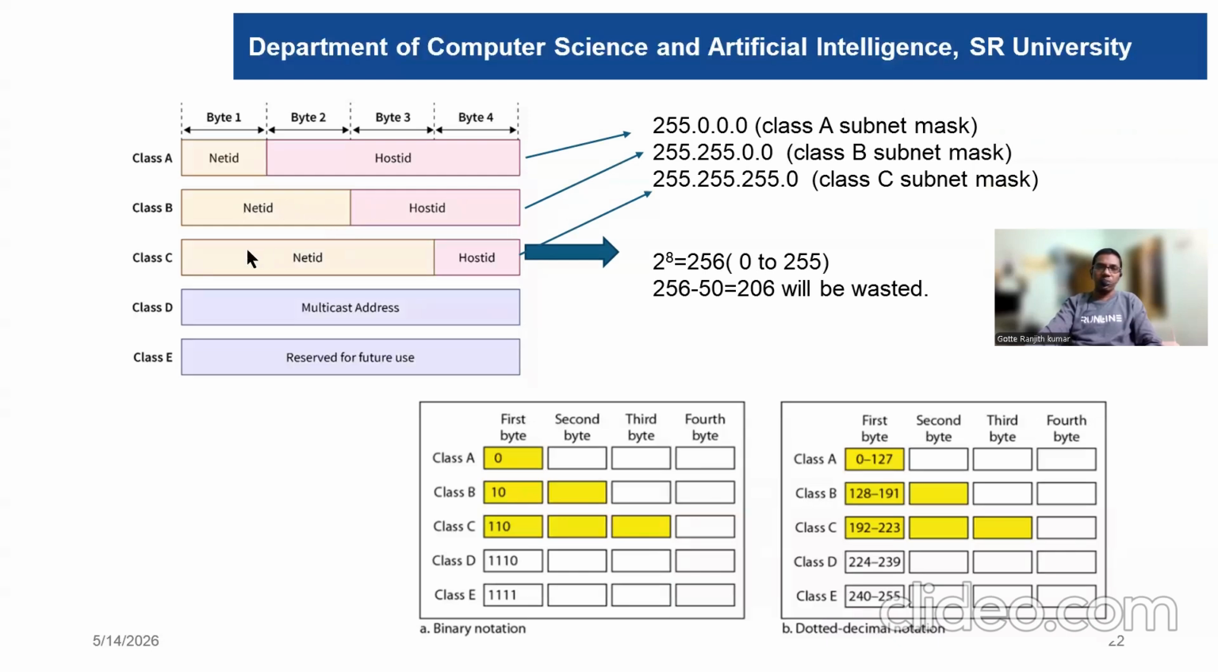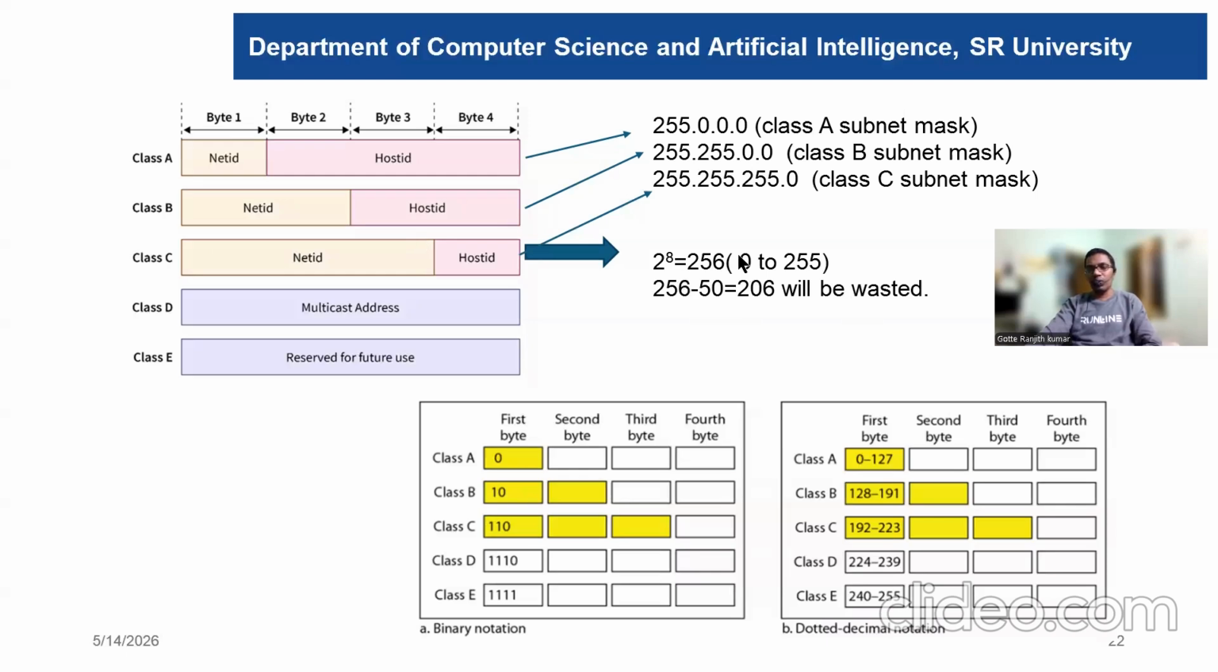Similarly for class B and class C. In class B, the first 2 bytes are the network address, so the first 2 bytes are written as 255 and the remaining 2 bytes are zeros. Zeros mean the last 2 bytes represent the host address. Class C works similarly. This subnet mask cannot be changed because the network part and host part are fixed in these three classes, that is, in the classful address. So the subnet mask is also fixed. Okay, that is one thing.